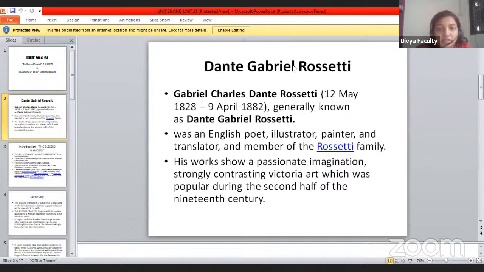Okay, Gabriel Charles Dante Rossetti. He was born on 12th May 1828. Remember, at least remember when the author or the poet was born and when he died. When you write your exam, by mentioning a bit of biography of the author, you will get more marks. At least the answer will look attractive and you will score good.